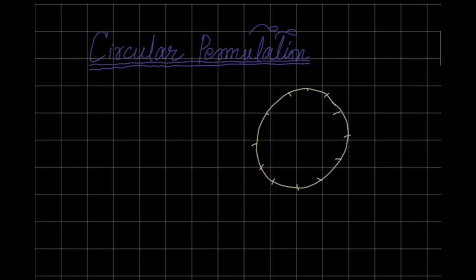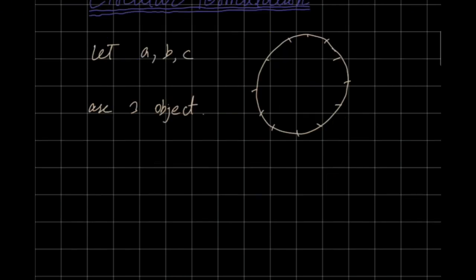So such kinds of arrangements are different from the arrangements in a row. So we will talk about these kinds of arrangements. First I will assume the simple case. First of all, let A, B and C be three objects. For this simple case, we will go further towards the circular permutation of n objects, right? After studying this case, we will go to the circular permutation of n objects.